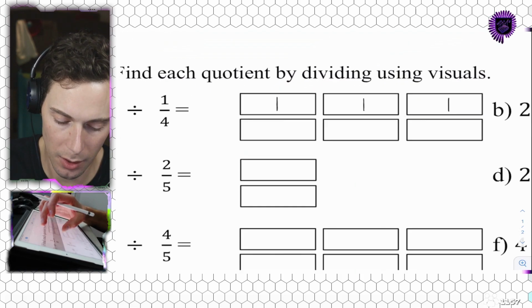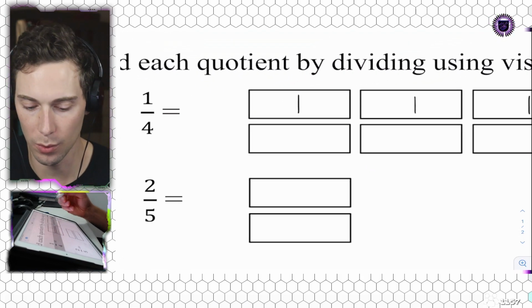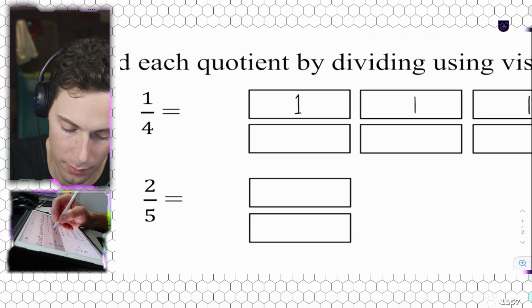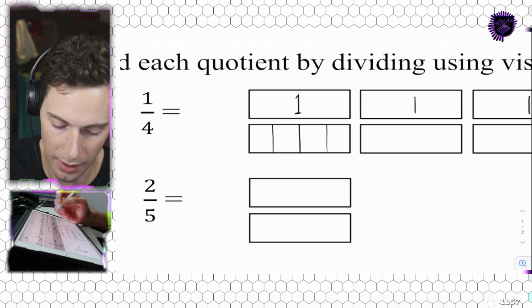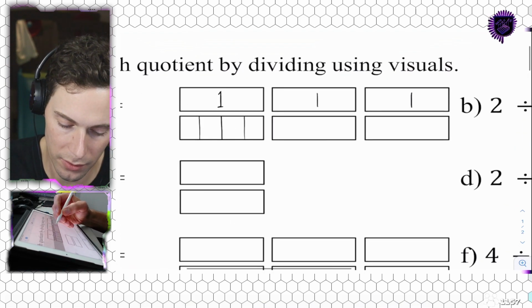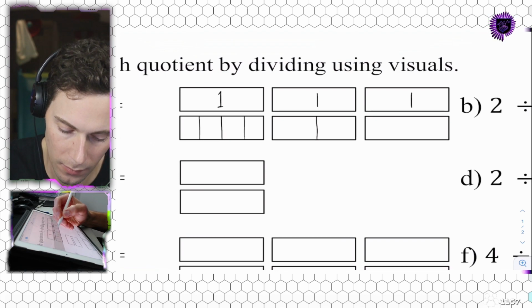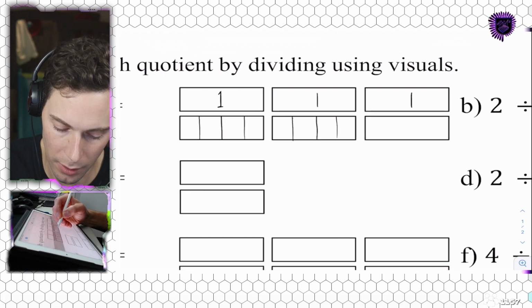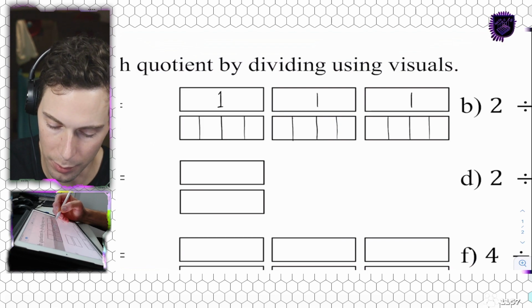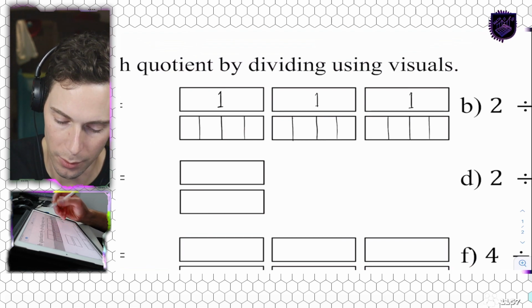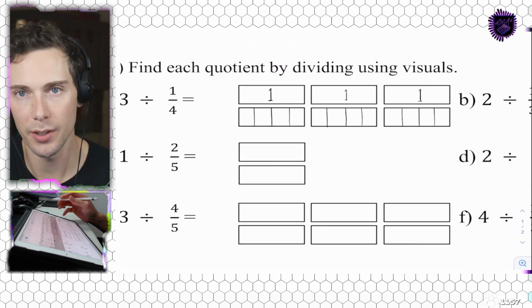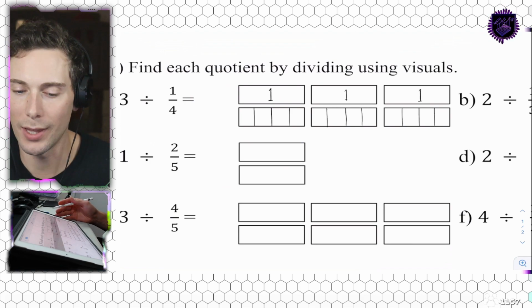divided by 1/4. So we're going to break up each of these whole ones into quarters. And of course, we can do that by simply dividing half and half. So there are our quarters. So now our equivalent amount, 3, is broken up into all of our different quarters. And of course, each whole is going to have 4 quarters within it.